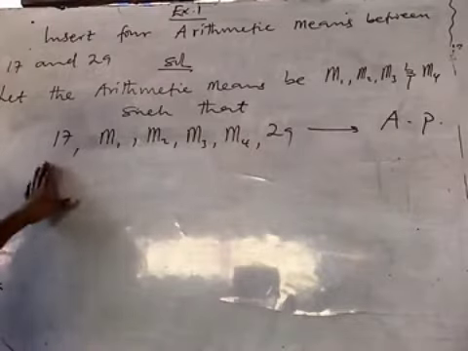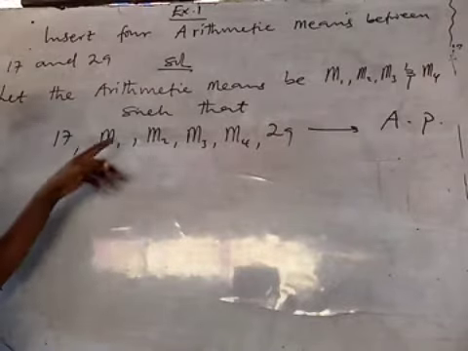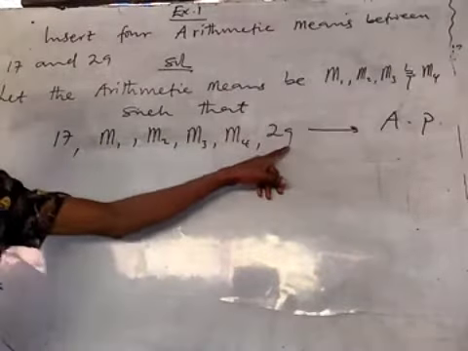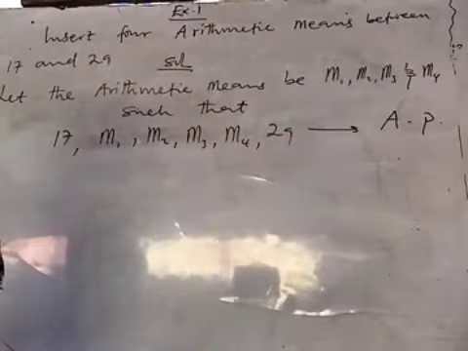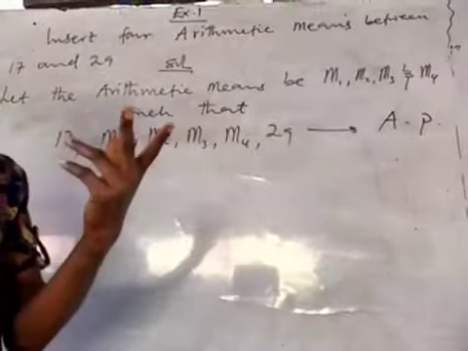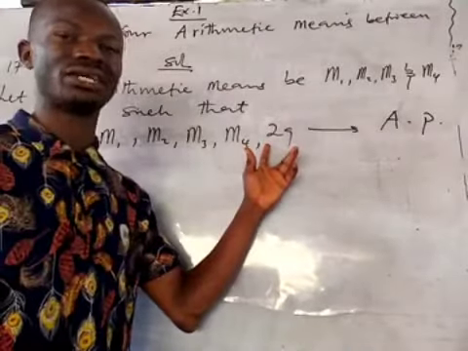But if you look at the sequence in AP we have formed, how many terms do we have here? Let's say this is the first term, second term, third term, fourth term, fifth term, and the sixth term. So this AP contains 6 terms. Among these 6 terms, only 2 are known. The first term is known, and the last term, which is the sixth term, is known.